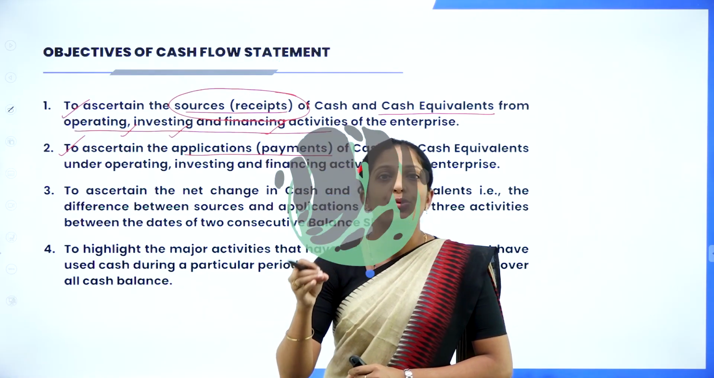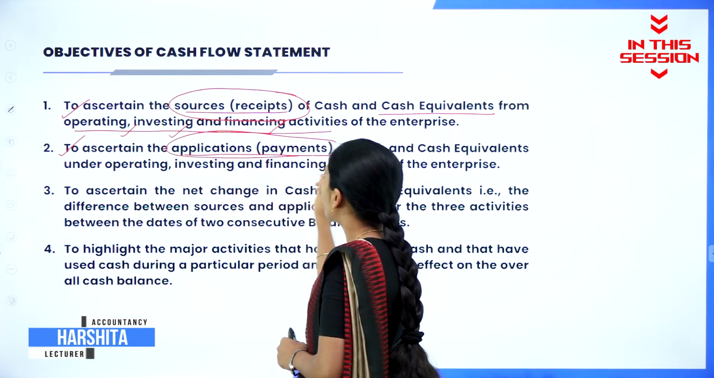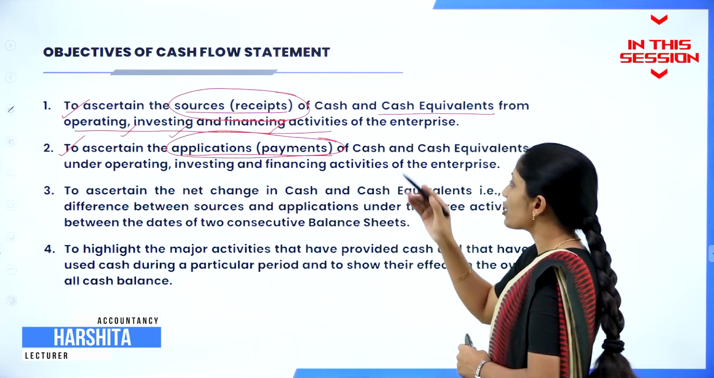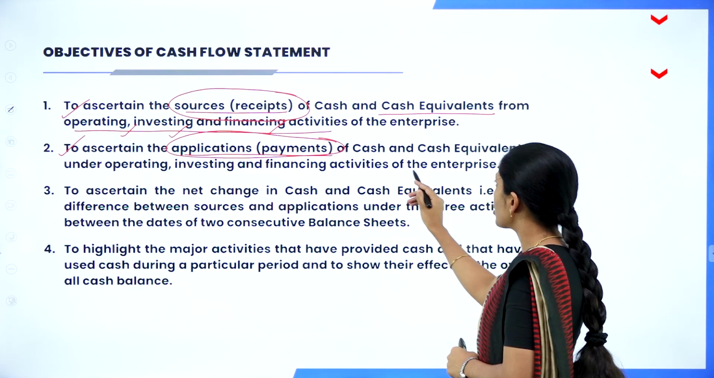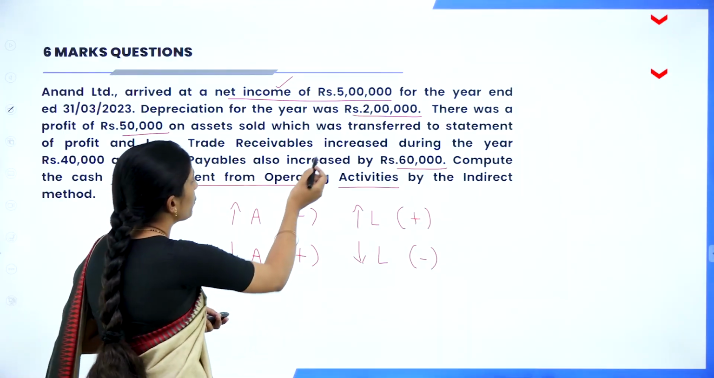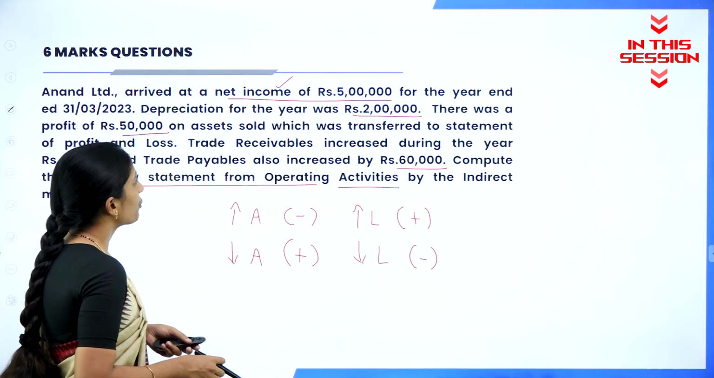where we are actually using that cash in the business. So that would be applications or payment of cash and cash equivalents under operating, investing as well as financing activities of the enterprise. What do we do actually when the assets have increased? We will add. But here we have to minus.